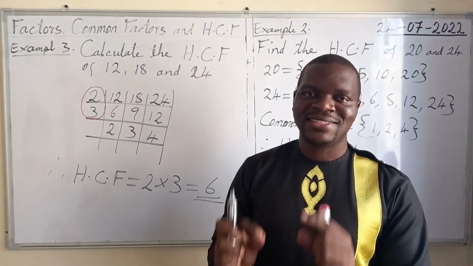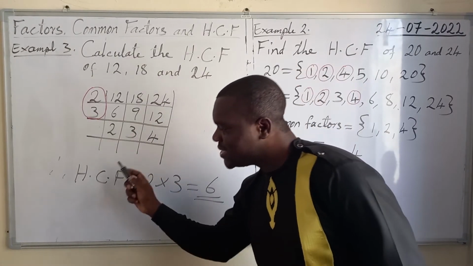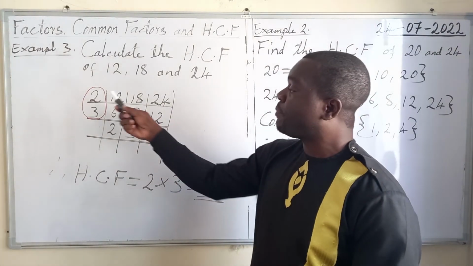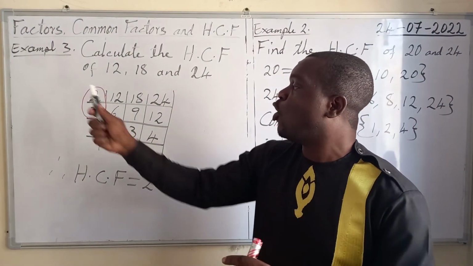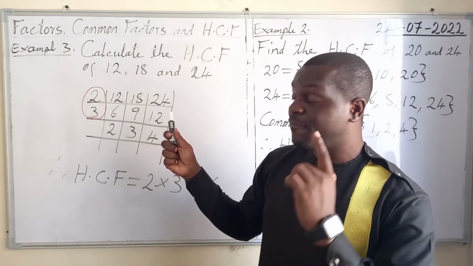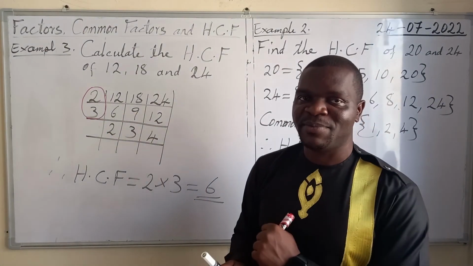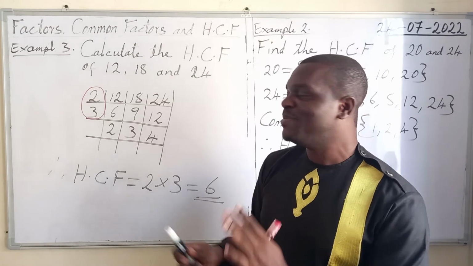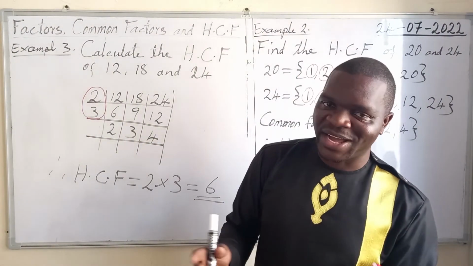I want to make this difference, please. When you are calculating the HCF, the prime factors that you find here should divide all the numbers. For HCF, it should divide all these numbers without a remainder. But for LCM, it divides either 1 or 2 or all the numbers without a remainder.